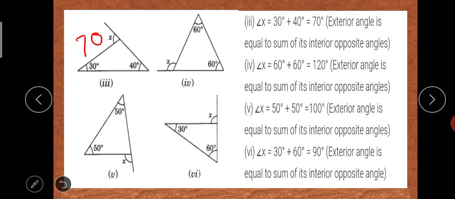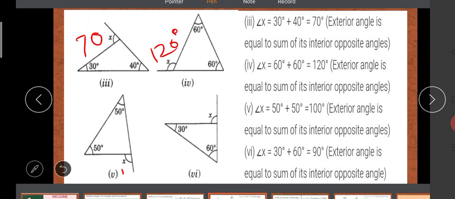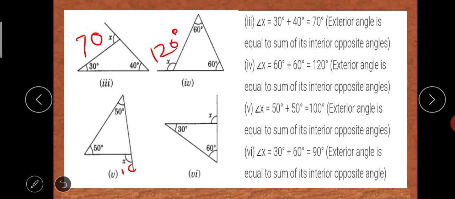Fourth question, see, 60 is given. So when we add this 60 we will get 120. So the value of x will be 120. You have to write the same reason. Next, the fifth one, see, two angles are given with equal measurement, 50. So 50 plus 50 will be 100. So the value of x will again be 100. Okay, and you have to put the same reason again. In each question you have to write the same reason.